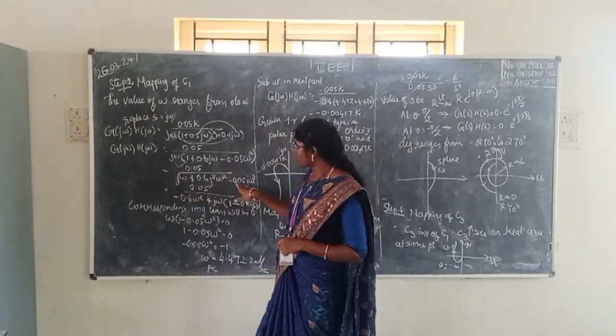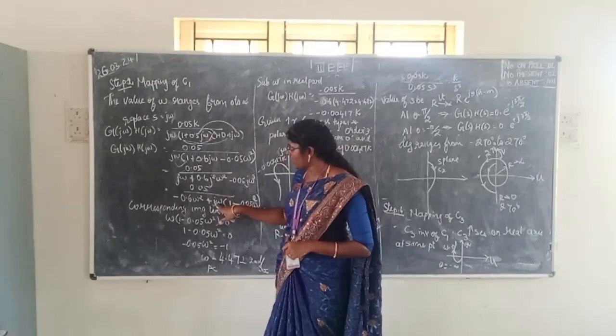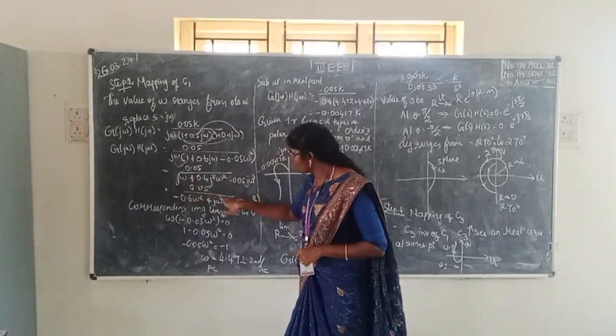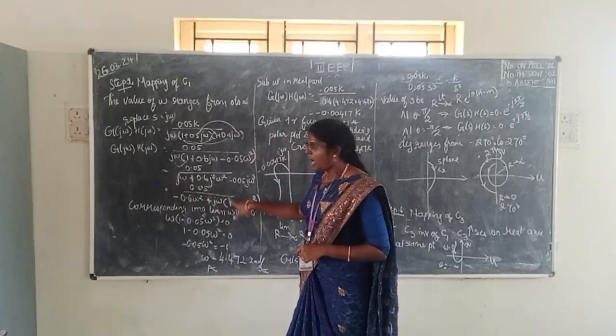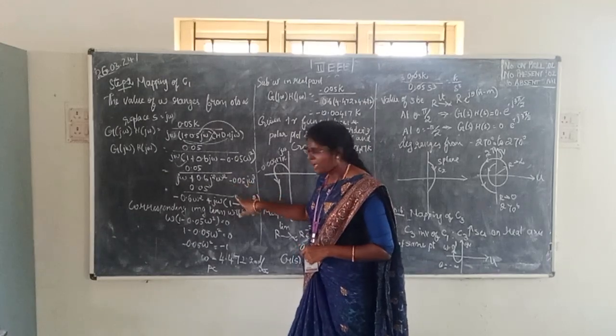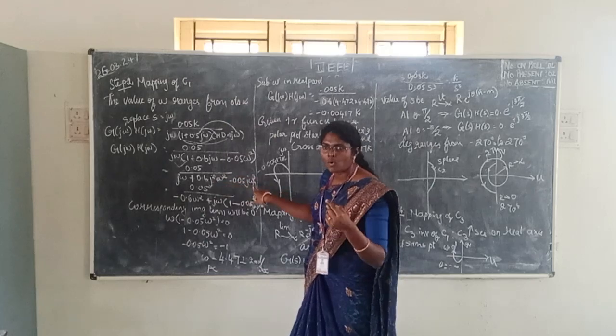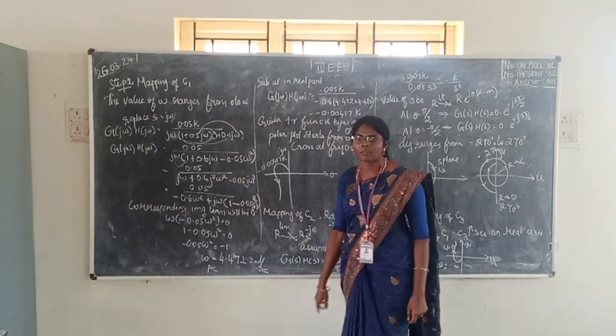In the first term and the third term, I am taking the j omega common. If I take j omega common from the first term, what will remain there? 1. And in the third term, what will remain there? Minus 0.05 j common, omega common, the omega square will remain.